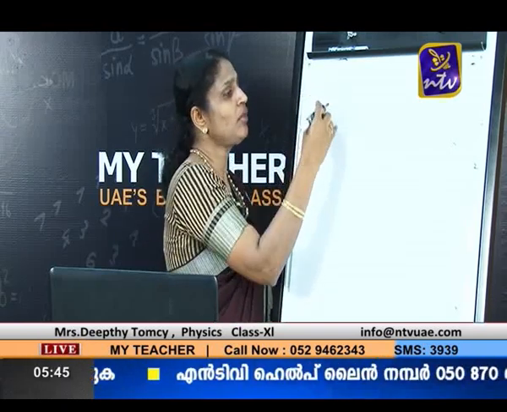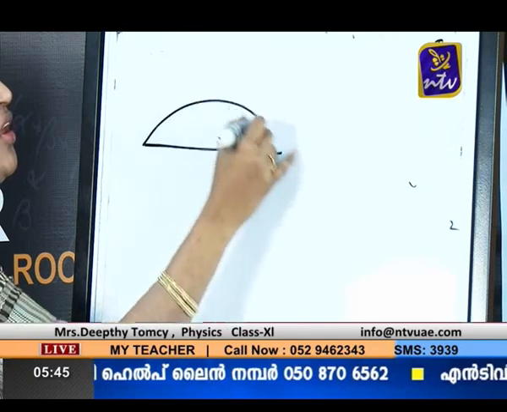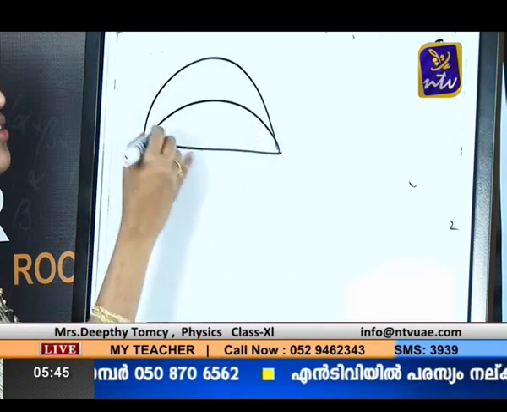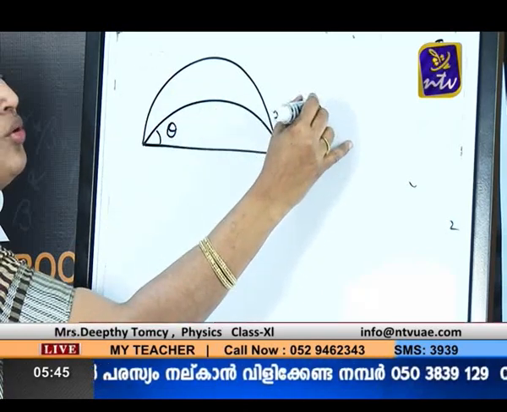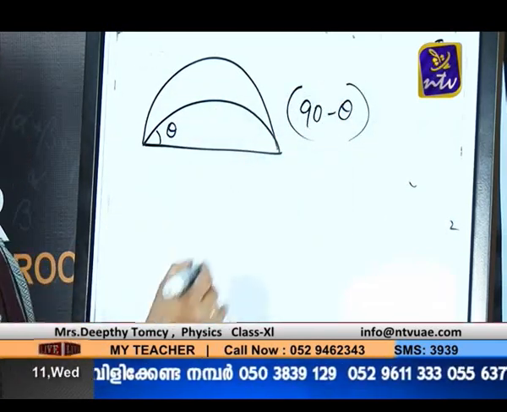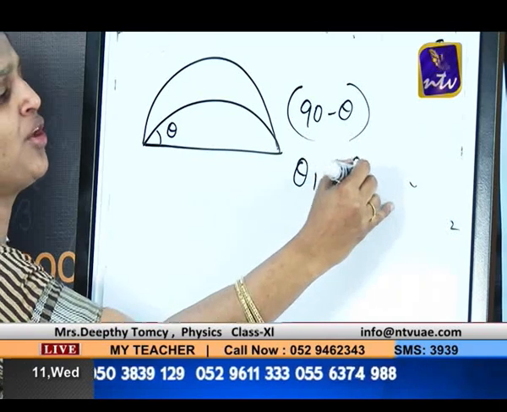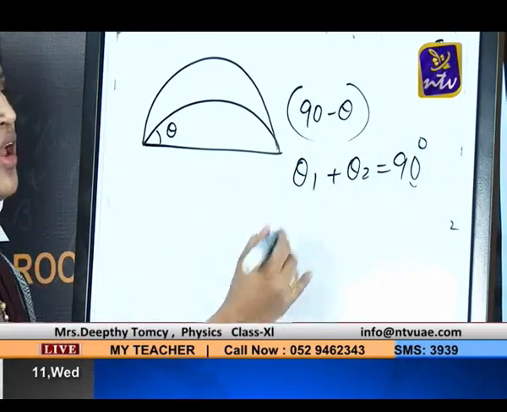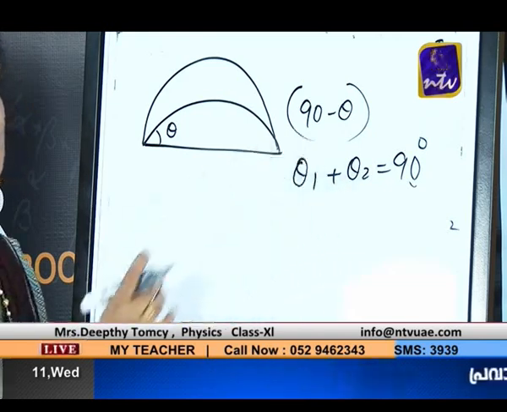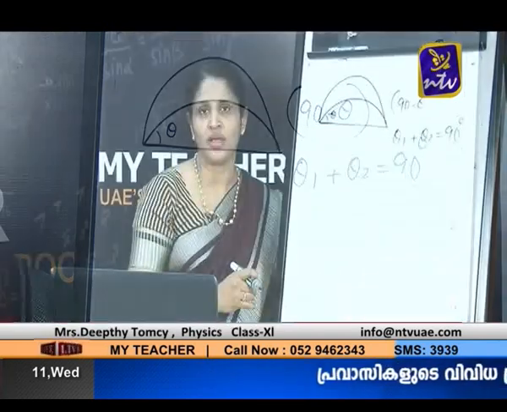Okay. Now I told you that a projectile covers the same range when one of the angles is theta and the other angle will be equal to 90 minus theta. That means when you add theta 1 and theta 2, you have to get 90 degrees. Such angles are called complementary angles. That means if one is theta, then the other angle will be equal to 90 degrees minus theta.